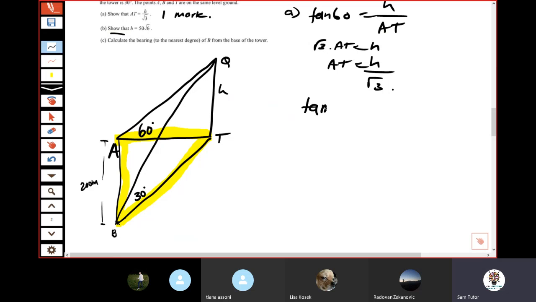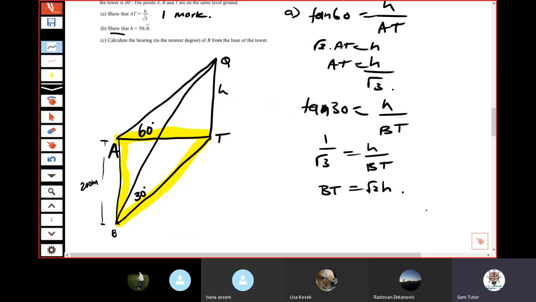Tan 30 equals opposite over adjacent. And then put tan 30 in my calculator. I see it becoming 1 on root 3. Which means BT becomes root 3H. BT, cross multiply, becomes root 3H. Now that I've got my AT and BT, I am going to use something in triangle ATB to actually work out the height. And Tiana, I think you said cosine.